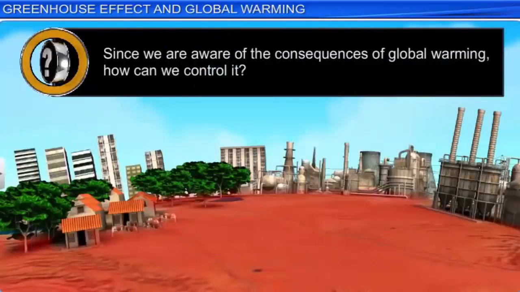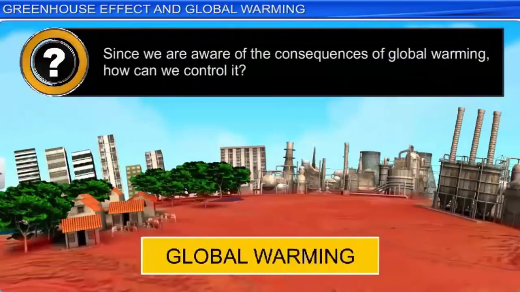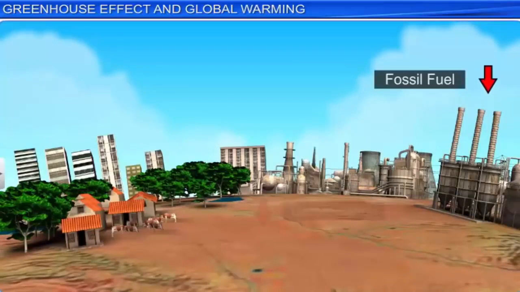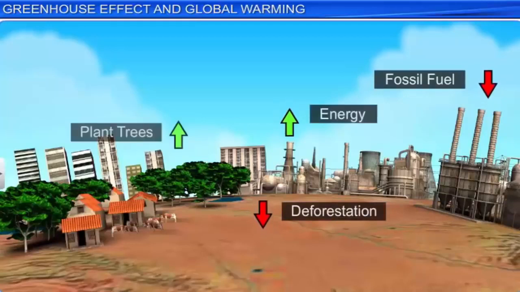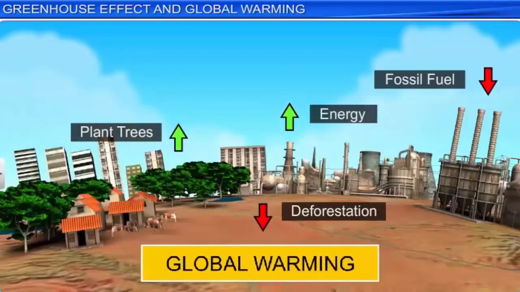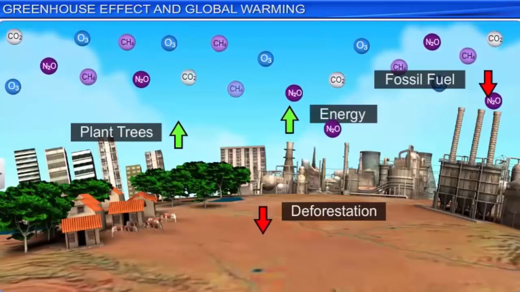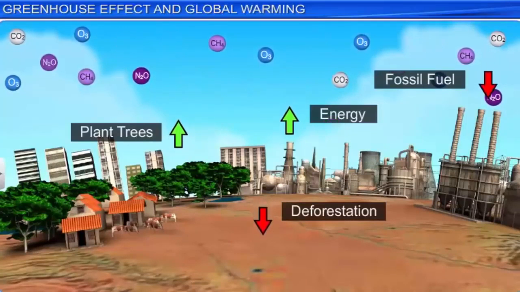Since we are aware of the consequences of global warming, how can we control it? By making small changes in our lifestyle, such as reducing the use of fossil fuels, reducing deforestation, optimally utilizing energy, and planting trees, we can help reduce global warming. This reduction in the use of fossil fuels and deforestation will also reduce the amount of greenhouse gases, which are responsible for global warming.